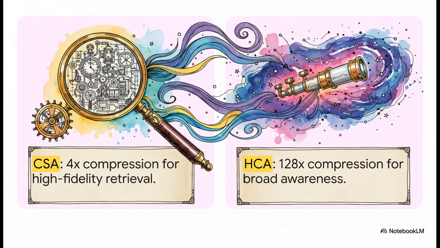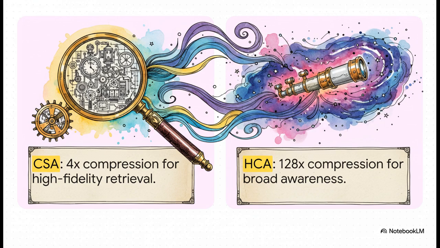DeepSeek solves this using multi-head latent attention, essentially splitting attention into two distinct mechanisms. And this brilliantly illustrates the approach. First, there's compressed sparse attention, which compresses the footprint by 4 times for high-fidelity, precise retrieval. Then there's heavily compressed attention, applying a massive 128 times compression for broad, wide-angle context awareness.